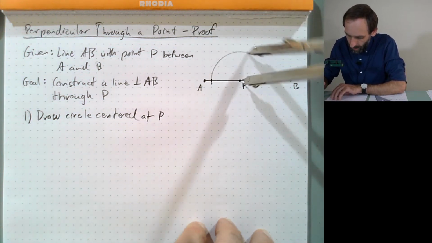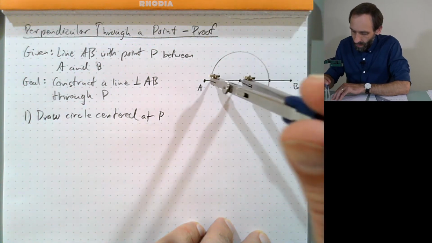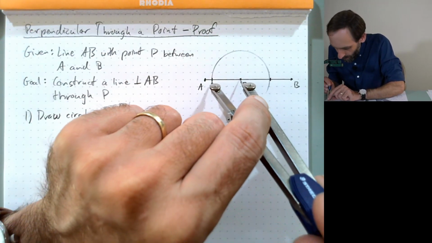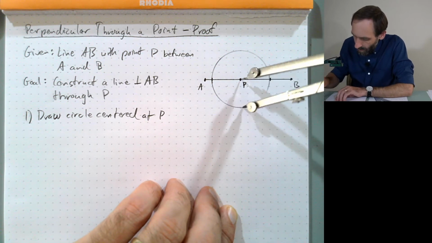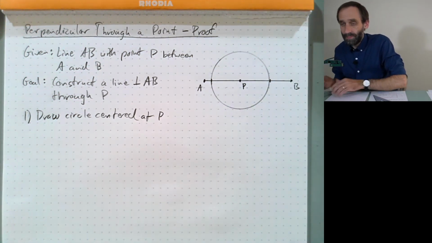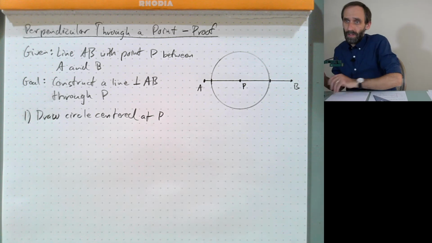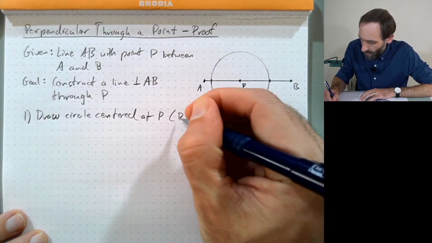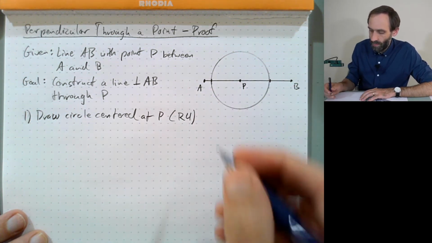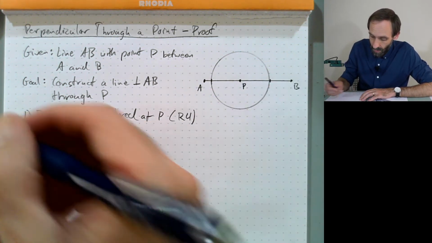So there's my circle. We draw a circle centered at the point P. And that, of course, is rule number 4. Rule number 4 says I can draw a circle centered at any point.